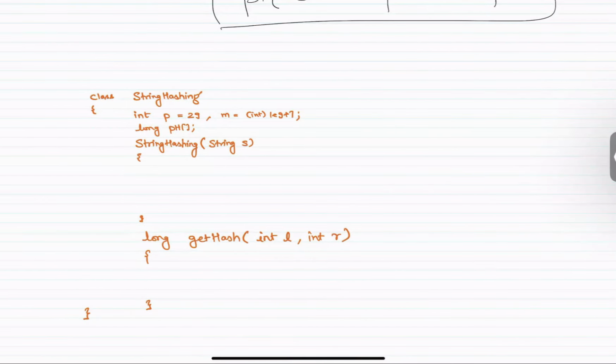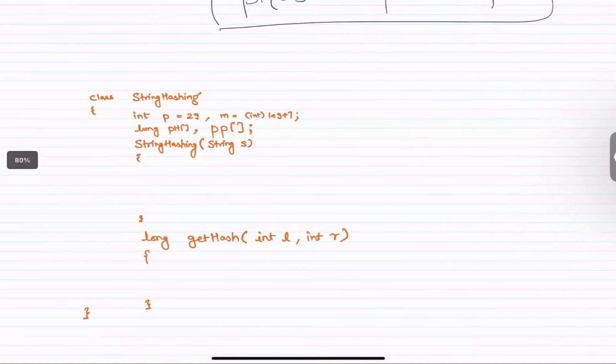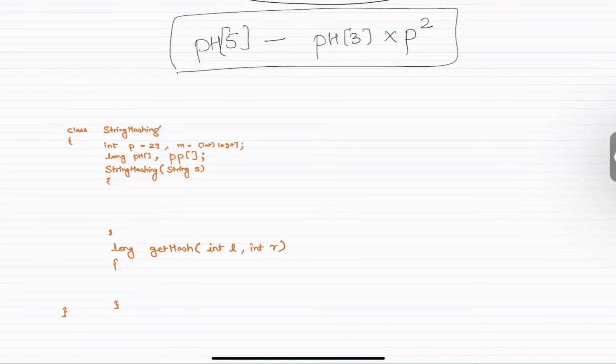Now, one more thing is, you will have to compute the PP power array also, which was the power of that prefix base. Why? During pre-computation, compute every power of P also. The second approach that we discussed was also useful. Where is this PP array going to be used?